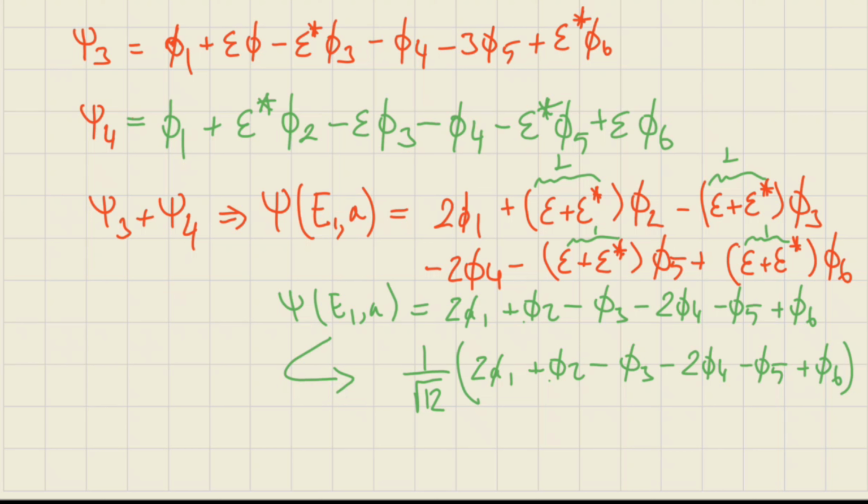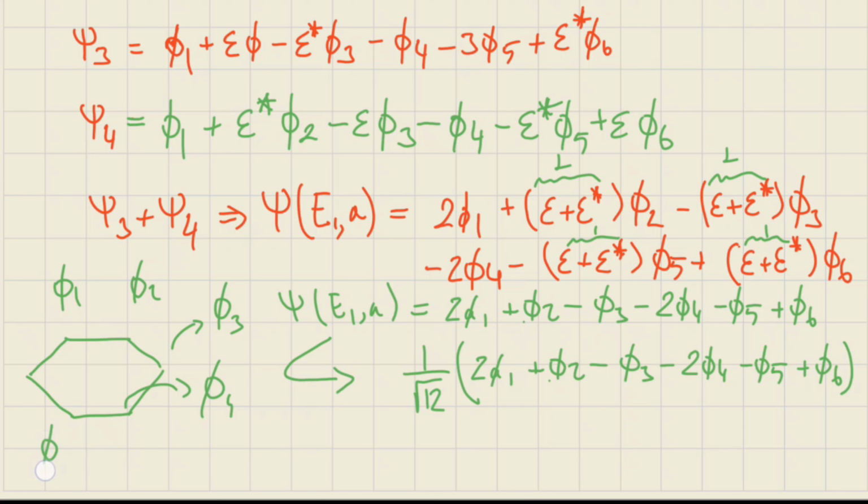So what does it mean? So we have here, so this was phi 1, this was phi 2, this is phi 3, this is phi 4, this is phi 5, and this is phi 6, right?